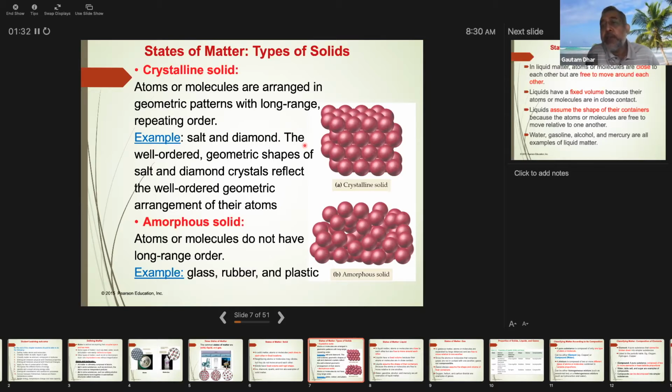They have a long range array, geometric pattern, like salt, diamond, and you can see in case A there's a nice arrangement of the atoms throughout the crystal. And then the other kind of solids, where you can think of spheres dumped on one another, and there is no definite arrangement. So they are called amorphous. So two terms, crystalline and amorphous, very very important here. Okay, and you can think of glass, rubber, plastic as good examples of amorphous solids.